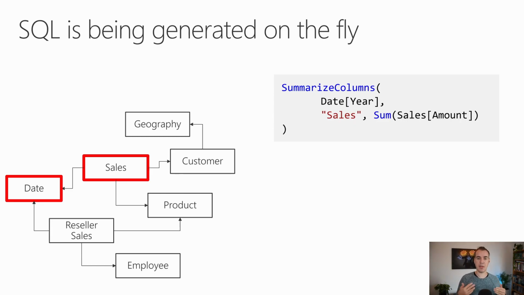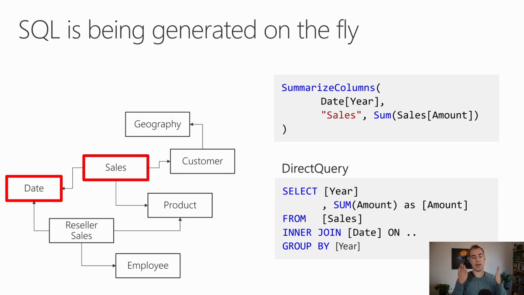Now, as we talked, let's look a little bit at what's happening under the covers. So SQL is being generated on the fly. Here we have a model, geography, customer, with sales that they do on a particular date, and we sell different products, and we have the reseller sales too, that is done by employees on a particular date too. Now I drag in year and sum of sales amount from my sales and date tables. What happens is a SQL query is getting generated and sent to the underlying data source. So to send a SQL query like this: select year, sum amount from sales, inner join date, group by year.